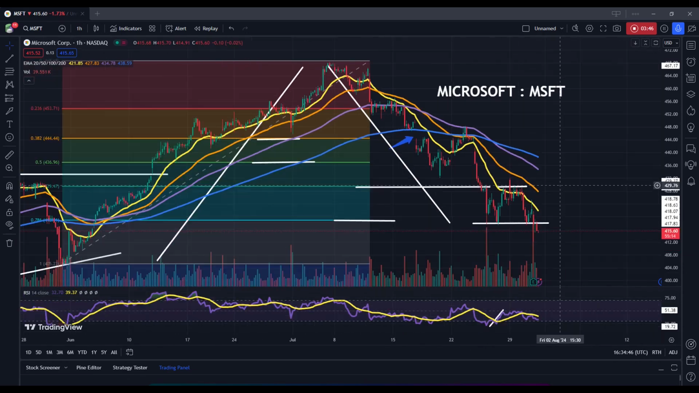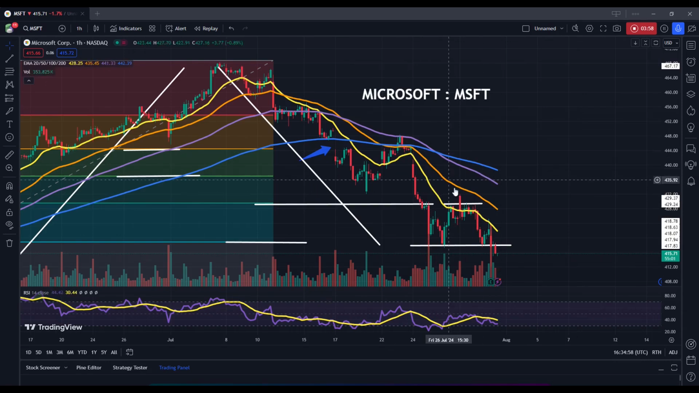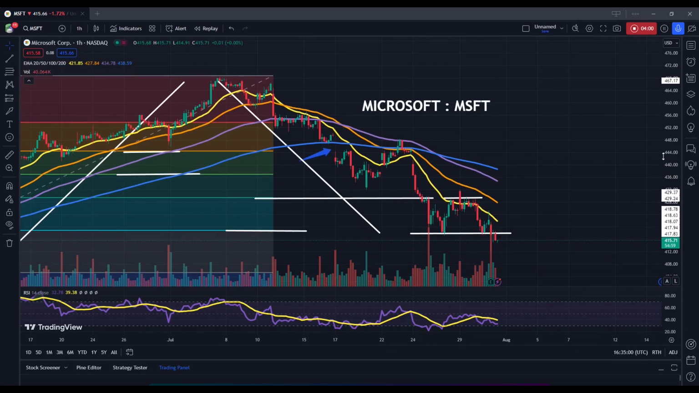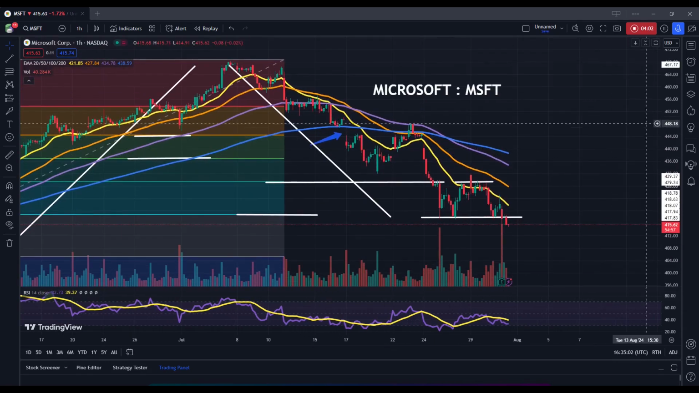So currently, if we're looking at the hourly chart here, we do have to take note of the exponential moving average cluster, this series of four colorful lines here. And we can see that the share price is now trading well below this area, all of these exponential moving averages.